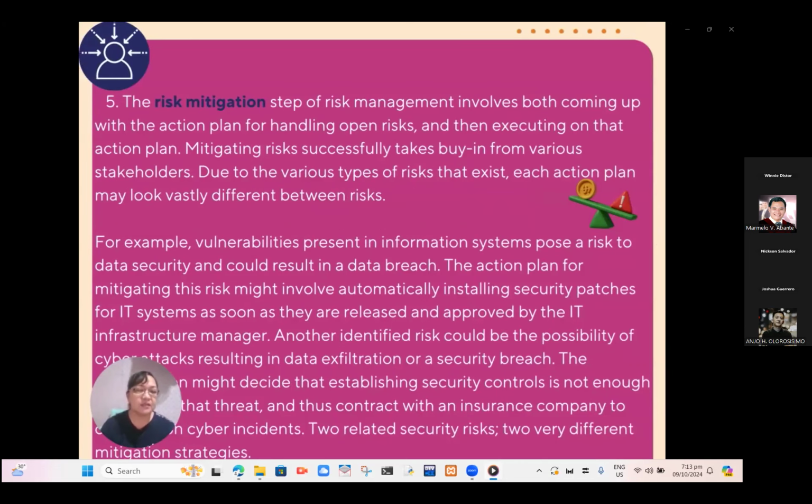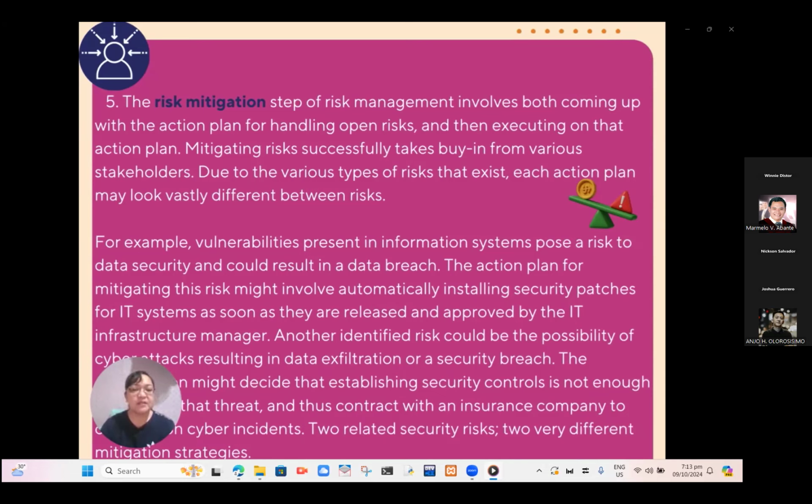Number 5, risk mitigation. This step in risk management involves both coming up with the action plan for handling risks and then executing on that action plan. Mitigating risk successfully takes buy-in from various stakeholders. Due to the various types of risks that exist, each action plan may look vastly different between risks.